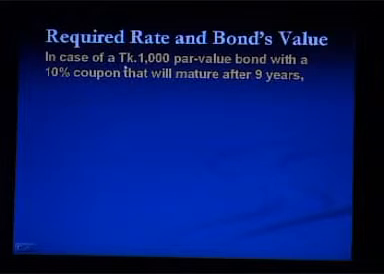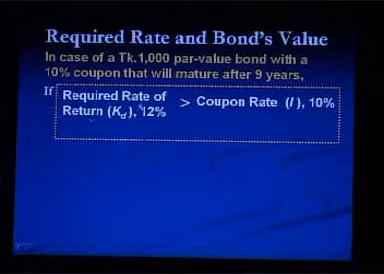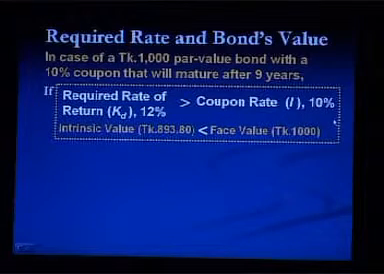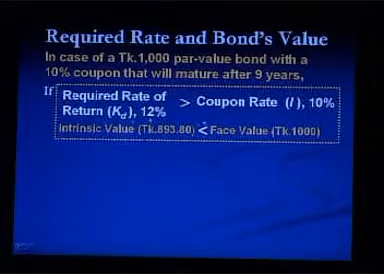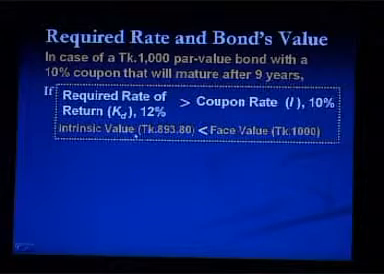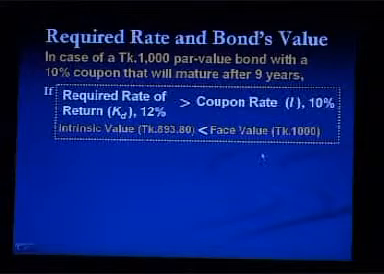In case of a taka 1000 par value bond with a 10% coupon that will mature after 9 years, if the required rate of return KD 12% is higher than the coupon rate I 10%, then we have calculated that the intrinsic value taka 893.8 is lower than the face value of taka 1000. That means, if KD is greater than I, then intrinsic value is lower than the face value.